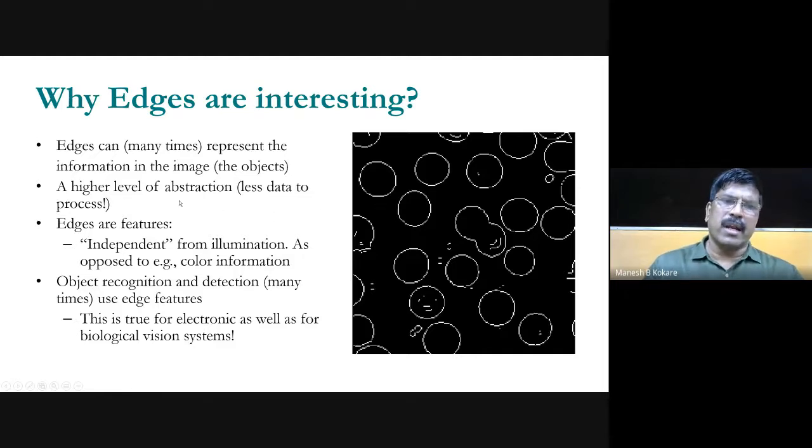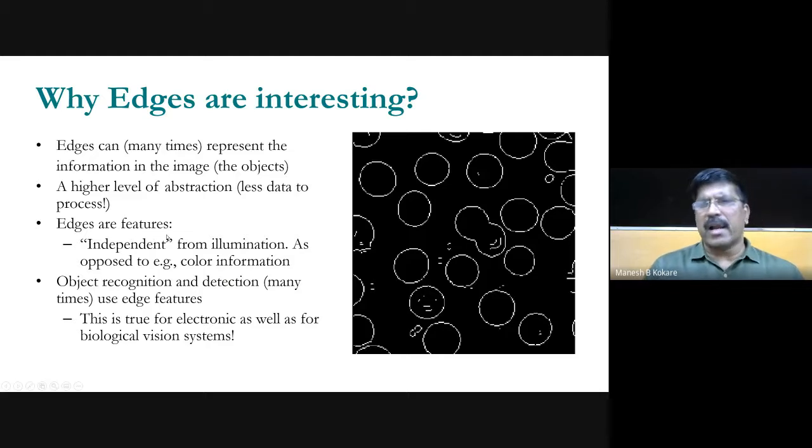Also, it gives a higher level of abstraction, that is, less data to process. For example, instead of processing all the pixels inside this object, we can process only the edge pixels of it. This is the higher level abstraction, and it requires less data, only the pixels of the edge border. Then we can reduce the computational complexity for recognition and identification.